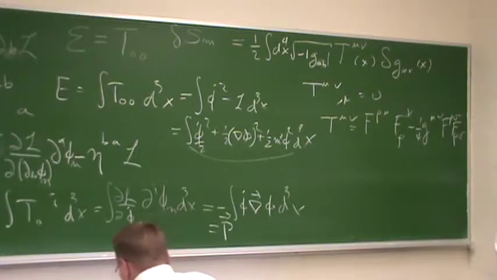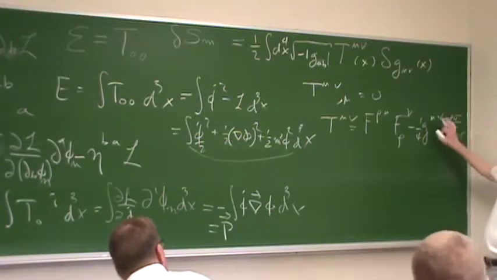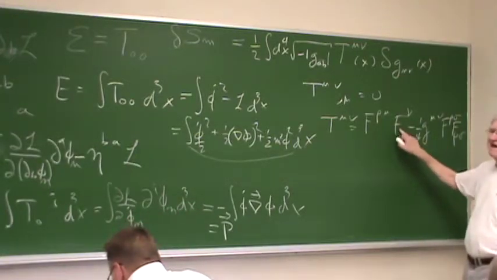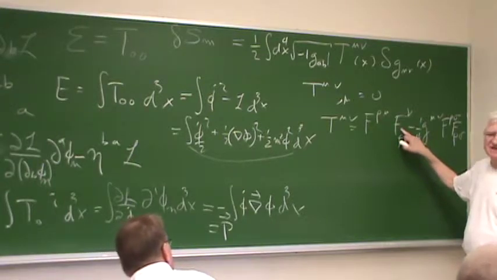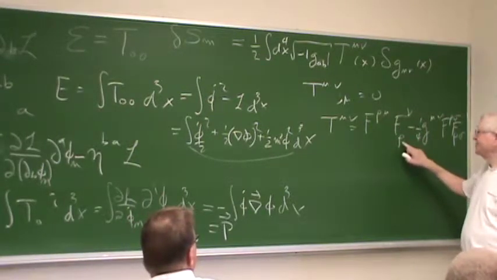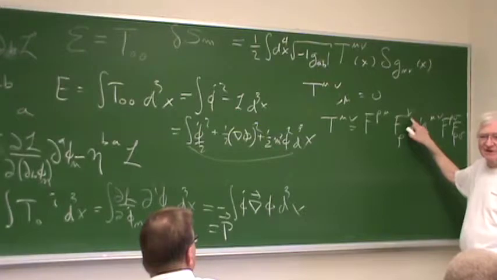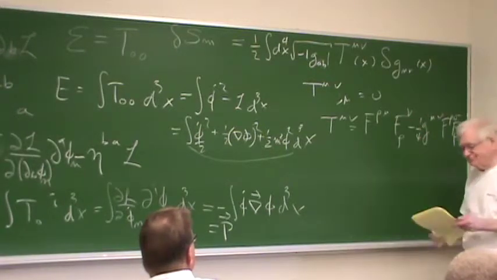If you do the canonical one, what you get is something like this, but you only get half of one of the F's. You get a sort of D rho of A nu instead of the whole thing.